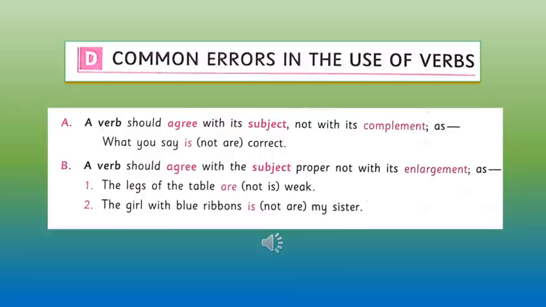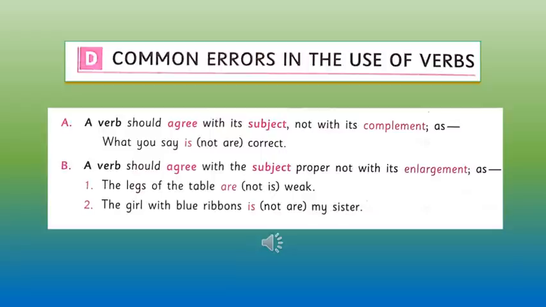Okay, ribbons, you may feel that it is a plural, and it is plural also, but the subject is not the ribbons. We are speaking about the girl. She is having 2-3 ribbons in her hair, but that is not our concern. We are just speaking about the girl; the blue ribbons are just an identification. The girl with blue ribbons is my sister.